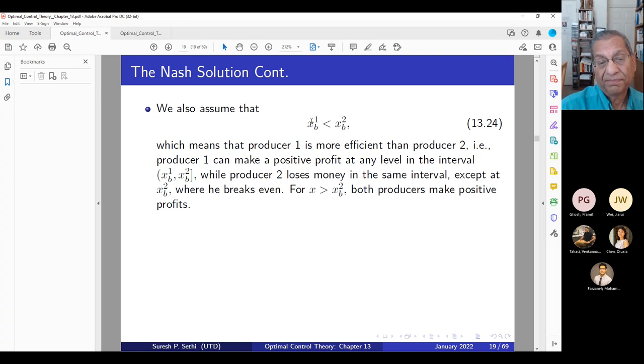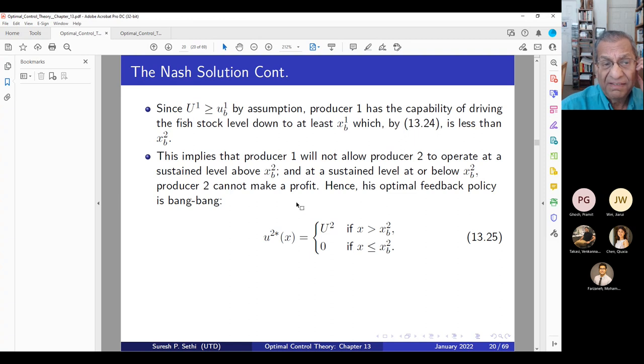because he's less efficient. So the first can make a positive profit in this range, while the second producer loses money in this range, so he's not going to do anything. Above XB2, both producers make positive profit here. So there's an implication for that too. Once you learn this, you can see something happens.